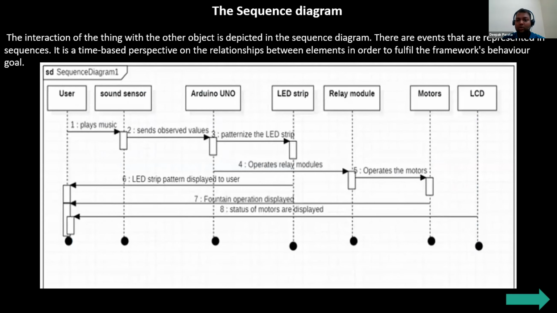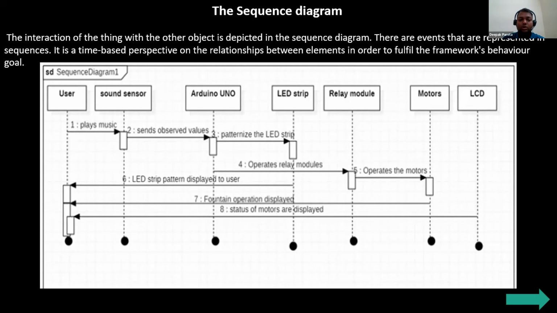Then coming to our sequence diagram. A sequence diagram is a basic diagram that shows all the activities done in any project, sequence-wise. First, the user plays some music that goes to the sound sensor. It detects and observes some values, which are the basic frequencies of that particular song or tone being played. Then it sends that value to the Arduino chip. What the Arduino chip does is, first, it patternizes the LED strip. Then it also operates the relay modules, and those relay modules operate the motors.